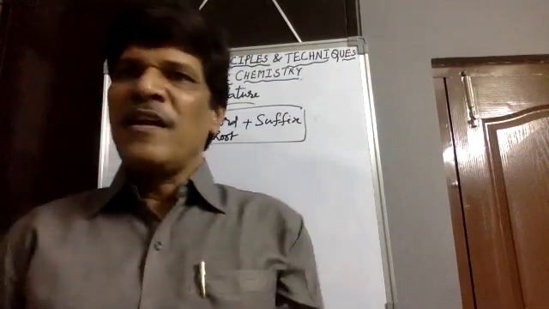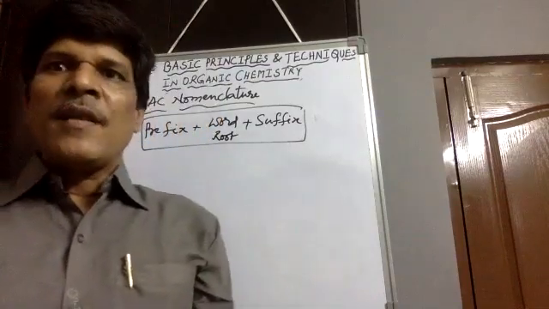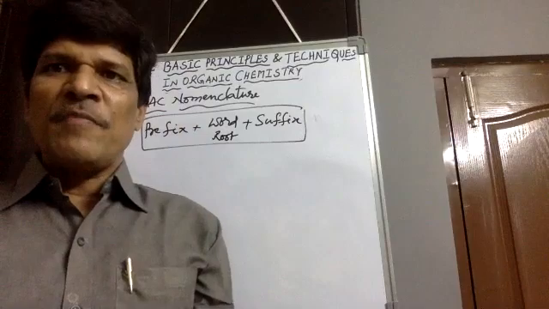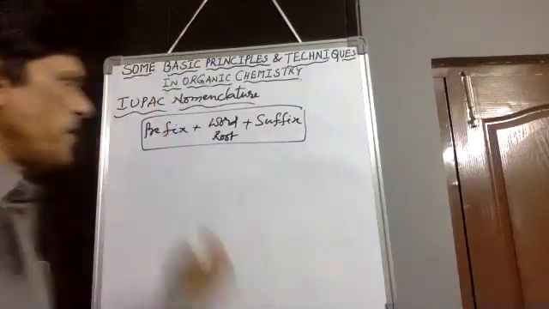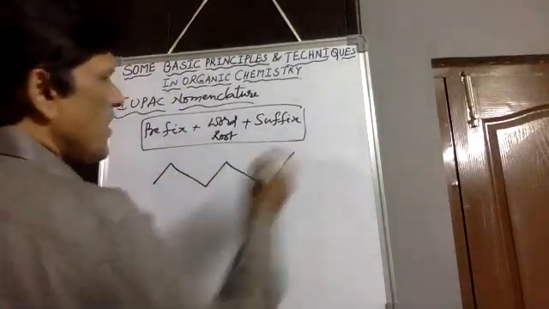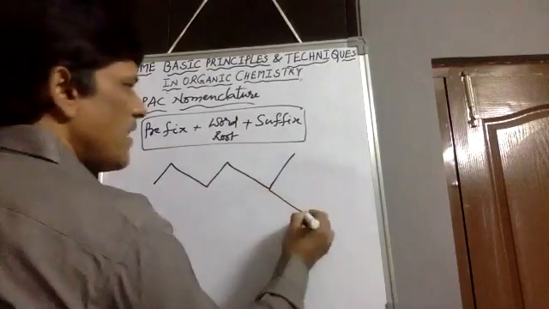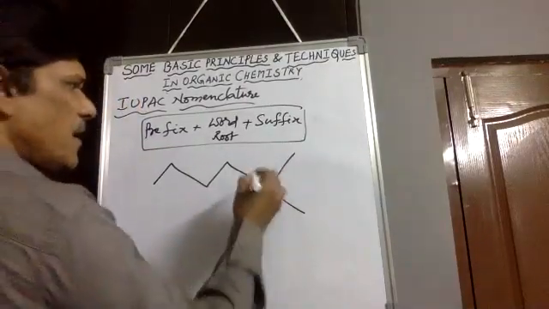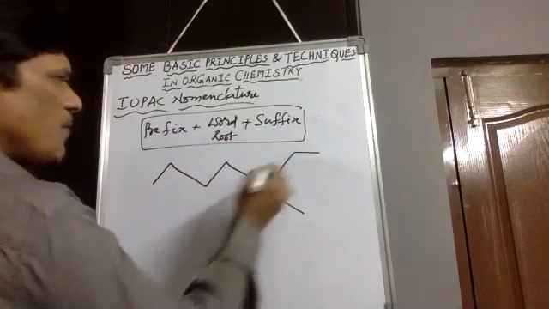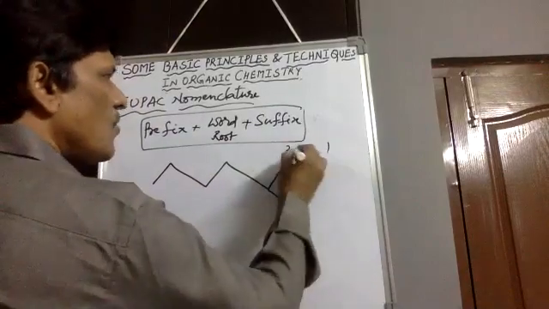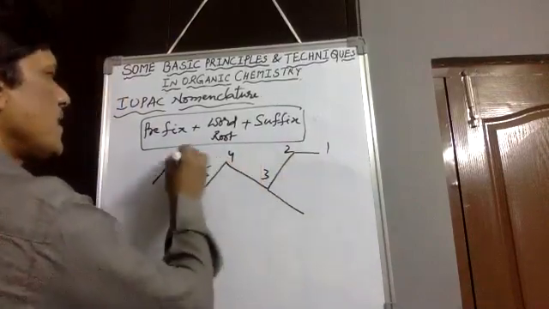Then the second point, the least sum rule. We add the numbers of substituents, from either right or left. Suppose we take a compound in this way, that is a bond line formula. If it is the given compound, we can go with numbering 1, 2, 3, 4, 5, 6, 7.